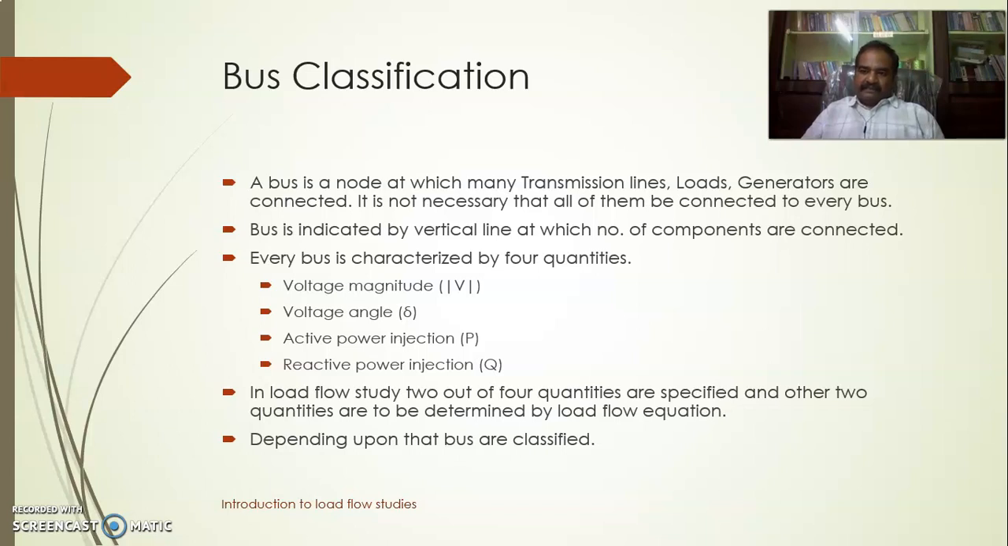And a bus is basically indicated by a thick line, whether horizontal or, most of the times, vertical. But it can sometimes be horizontal also. It is indicated by a thick line at which a number of components are connected. You can easily identify that. I'll show you.